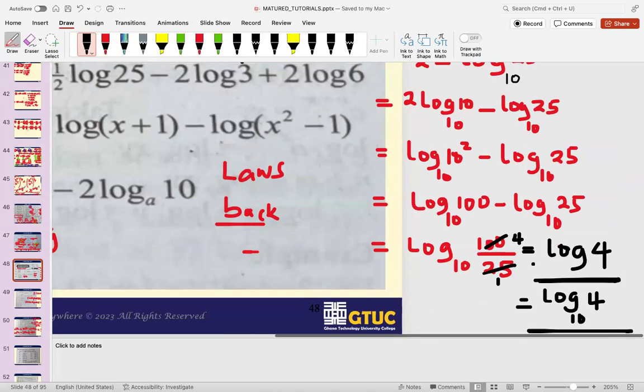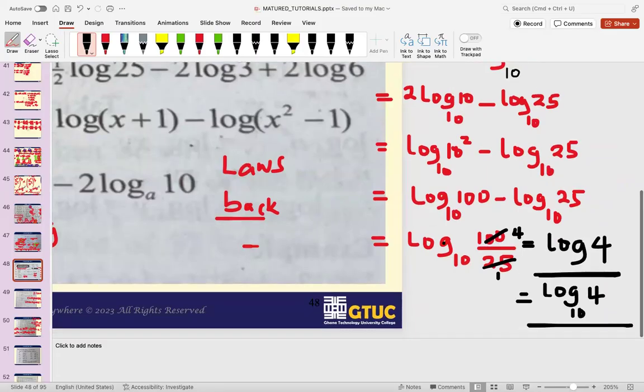Yes, so what I mean is that if you say 2 log 2, it means... okay, I understand. So you can't leave your answer as 2 log 2. If you say 2 log 10 2, then I agree with you. It's the way you are calling it. That is why I'm saying no, no, no. If you say 2 log 10 2, then I agree with you. Are you okay with that?